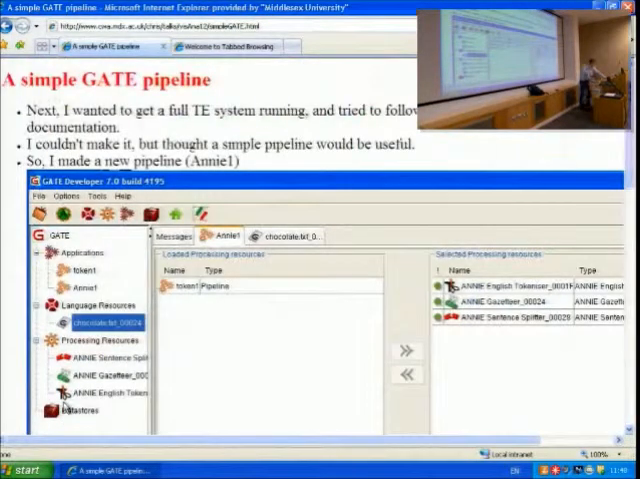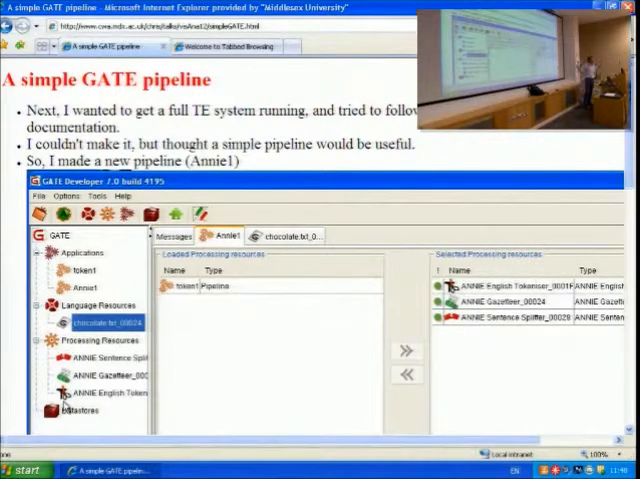Okay, so next I wanted to get a full text extraction system running. Headline: I don't actually get a full text extraction system running in this talk. Nor have I done it since. I ran out of time. I went on holiday. That was it. I had to come back from holiday to finish the talk, and tried to follow the ANNIE section of the documentation.